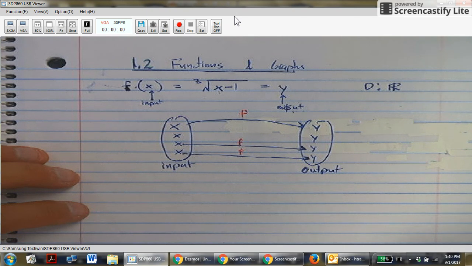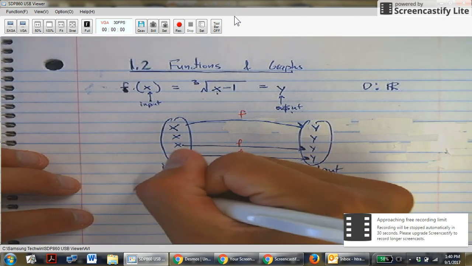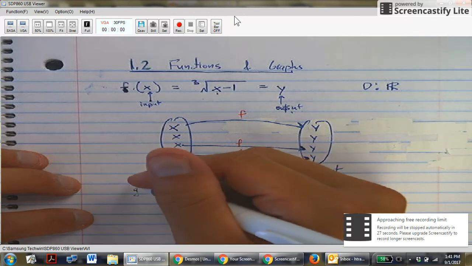You know what? Let's just, I'm going to write this in black. I don't know if it'll show up differently. I'm going to write another function.